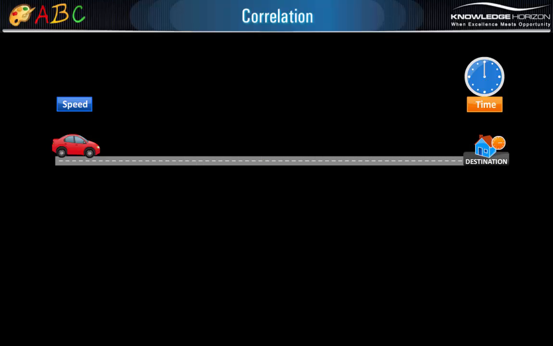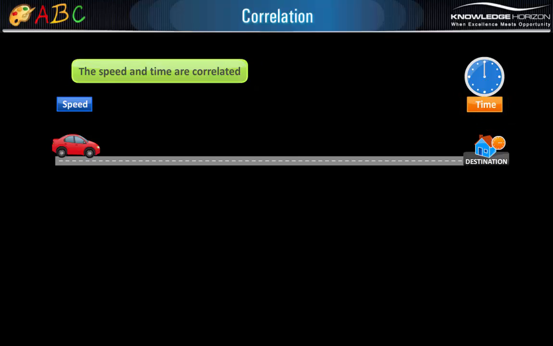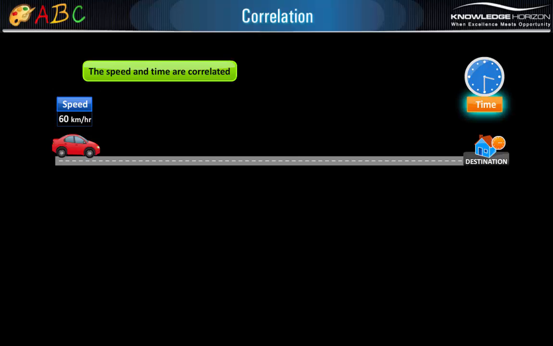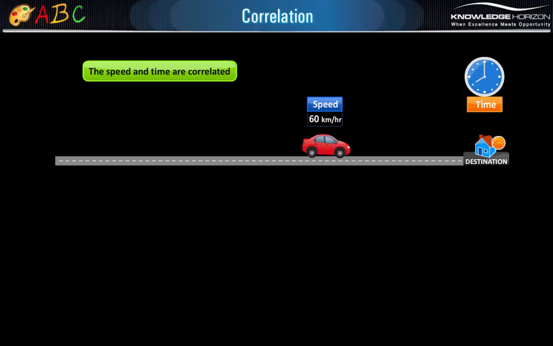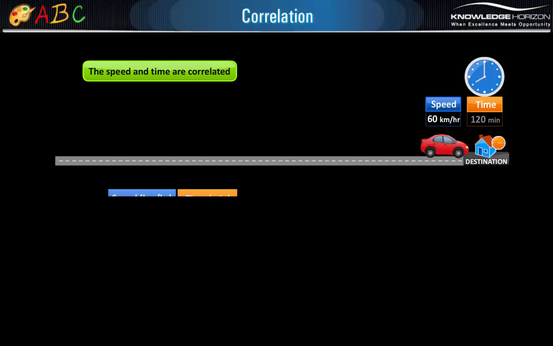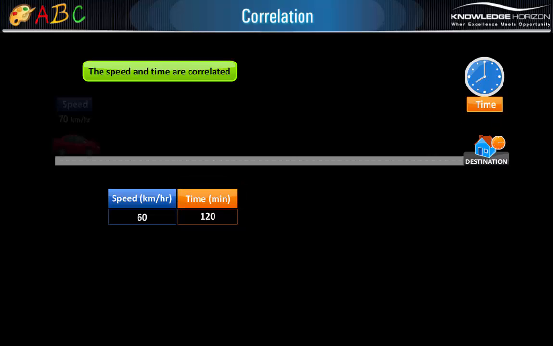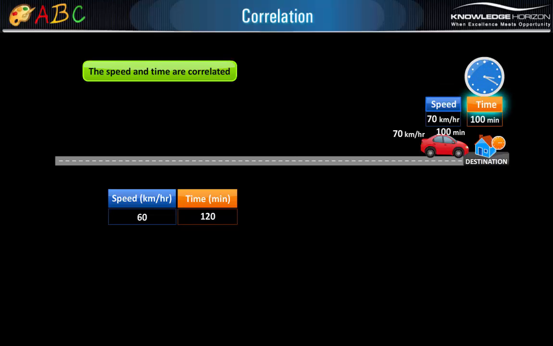Let us consider the speed of a vehicle and the time taken to reach its destination. The vehicle's speed and time to reach the destination are correlated. As the vehicle's speed increases, the time required to reach the destination decreases. When the speed is 60 kilometers per hour, the time required is 120 minutes. When the speed is 70 kilometers per hour, the time required is 100 minutes.